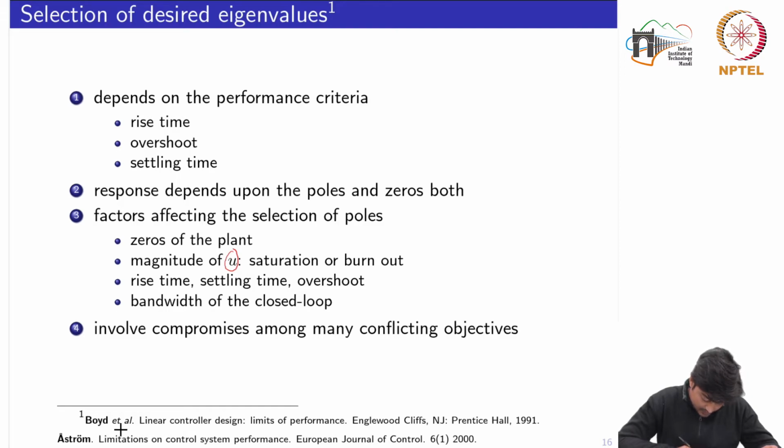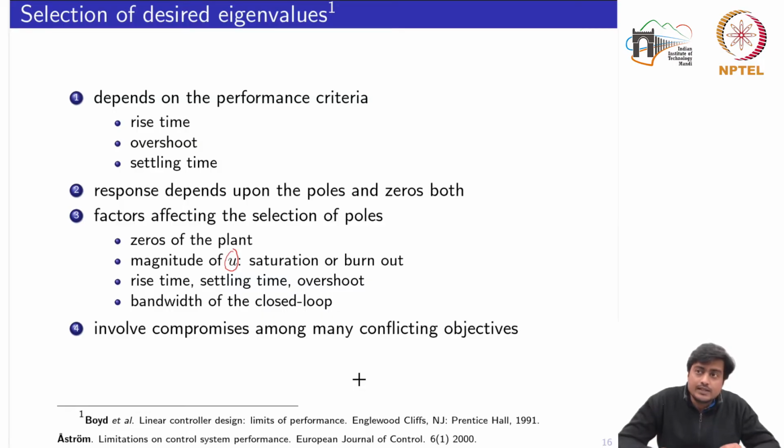The first one is by Stephen Boyd on linear controller design, limits of performance. This is a book, and many chapters of this book discuss what performance is, or what limits on the performance of the closed loop system you can achieve. The second is a paper by Karl Åström on limitations on control system performance, published in the European Journal of Control in 2000. This paper is also quite good, and gives an overall overview of the performance of the control system.